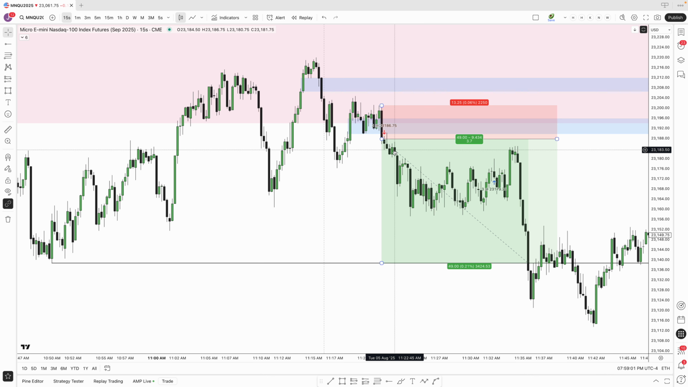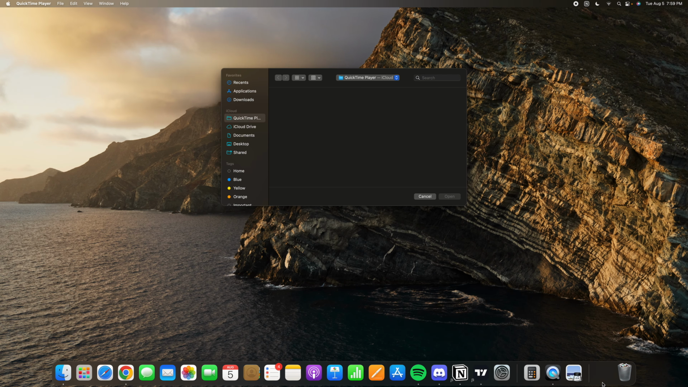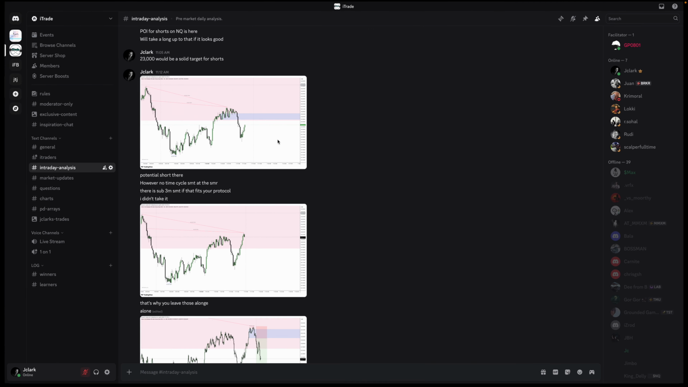Okay. I end up moving my stop loss to the high of this candle, and then eventually down to the high of this candle, and I get stopped out. I basically put it at break even, and it stopped me out. So 23,179.25 is right there, and it's where I have my stop loss.